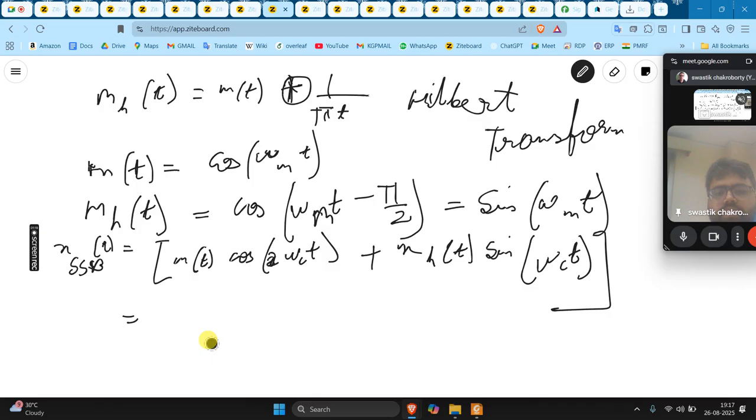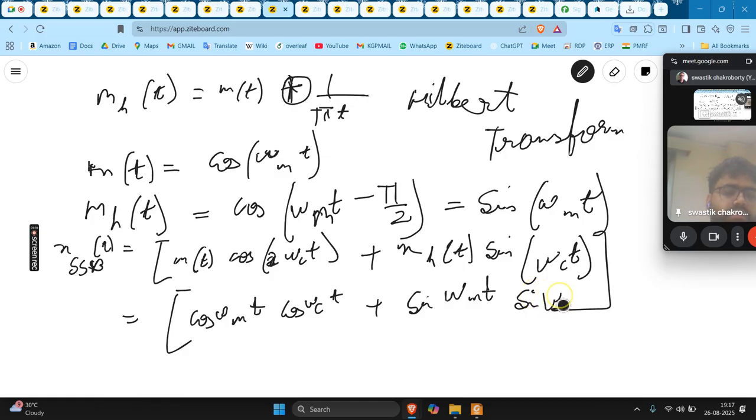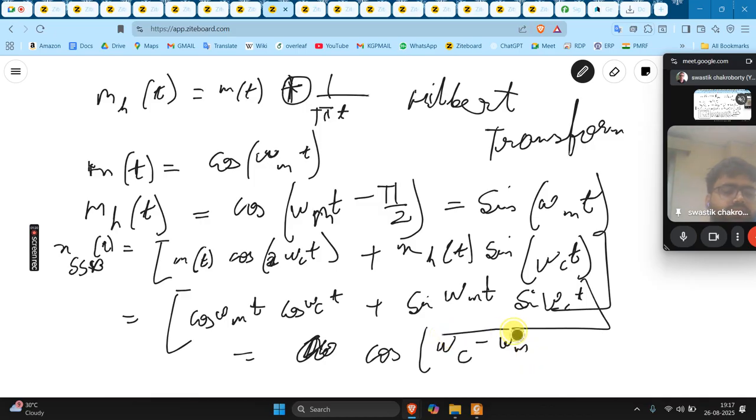So this is done. Now let's put the values. m(t) is cos omega m t, times cos omega c t, and m_h(t) is sin omega m t, times sin omega c t. So it just becomes cos A cos B plus sin A sin B, which is cos (A minus B). So it is cos (omega c minus omega m) t.